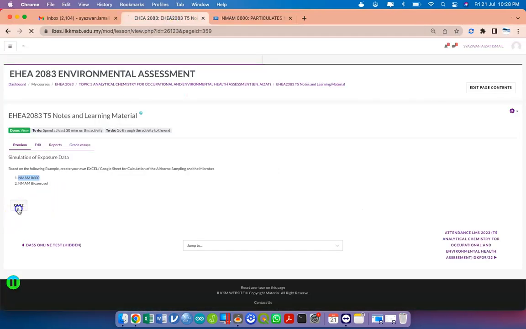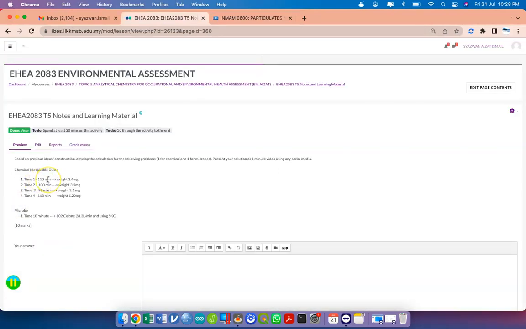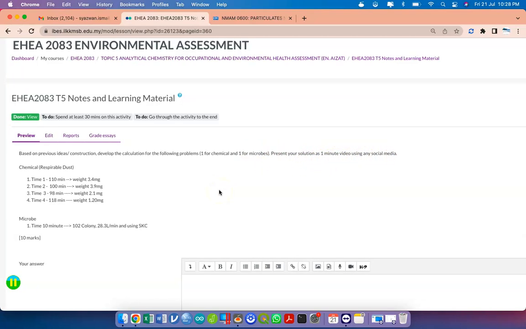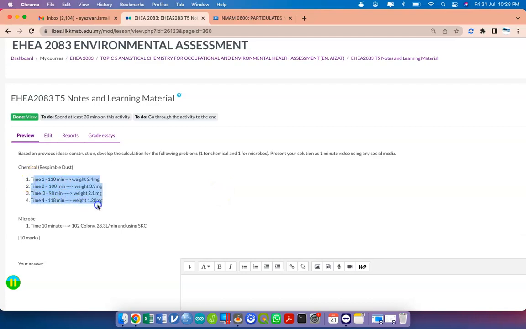So let's have a look at the question. Based on the previous instruction, develop the calculation for the following problem, one for a chemical and another for micro. Present your solution as a 1 minute video using any social media. So what you need to do is give a 1 minute video explaining your calculation.